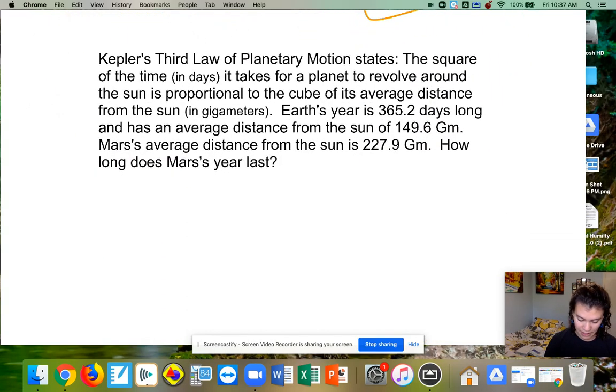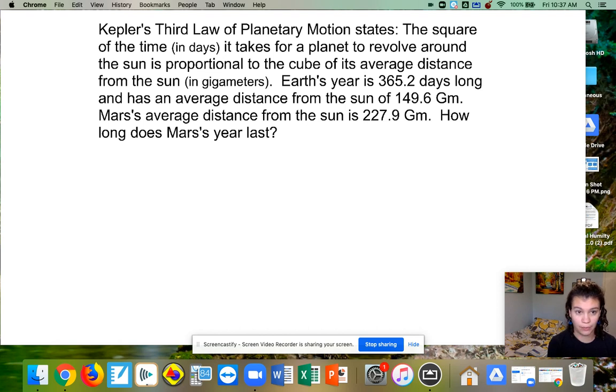So to step it up a little bit, we have a longer problem. Here it says, Kepler's third law of planetary motion states, the square of the time in days it takes for a planet to revolve around the sun is proportional to the cube of its average distance from the sun in gigameters. Earth's year is 365.2 days long and has an average distance from the sun of 149.6 gigameters. Mars's average distance from the sun is 227.9 gigameters. How long does Mars's year last?